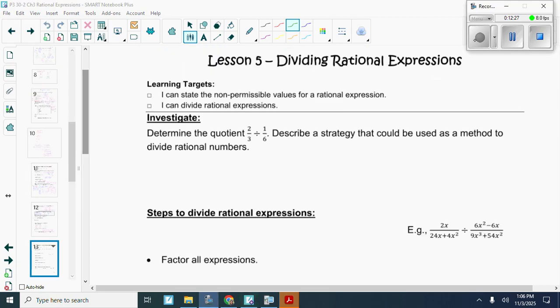So, guys, with dividing rational expressions, okay, we're doing every single step the same that we did when we were doing multiplying. There's 2 things that we're adding to this one, okay? The first thing we have to do is remember how to divide fractions, okay? What is the big thing when we divide fractions?